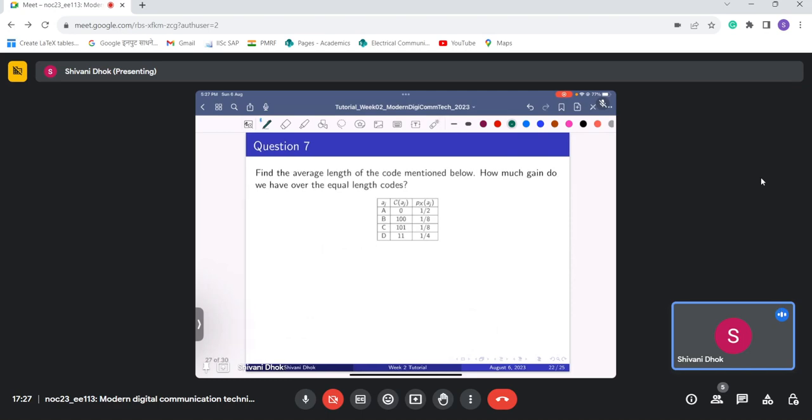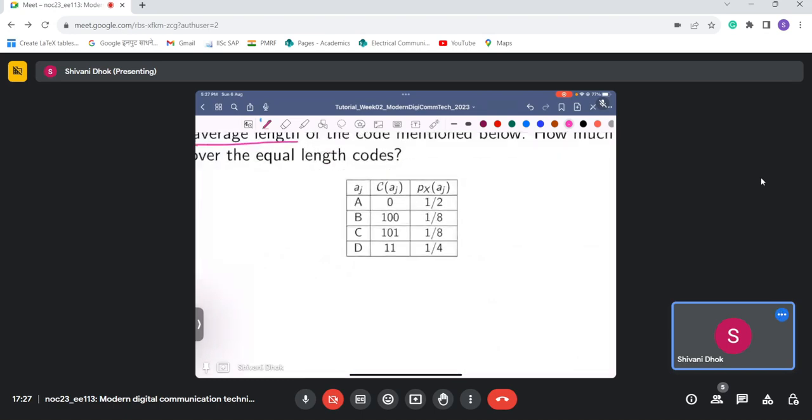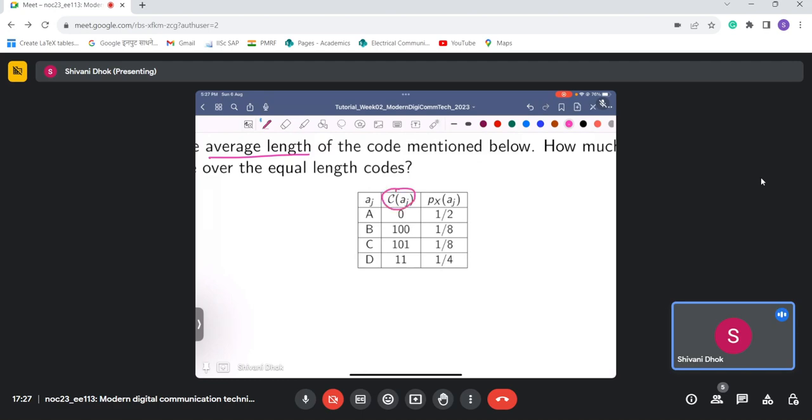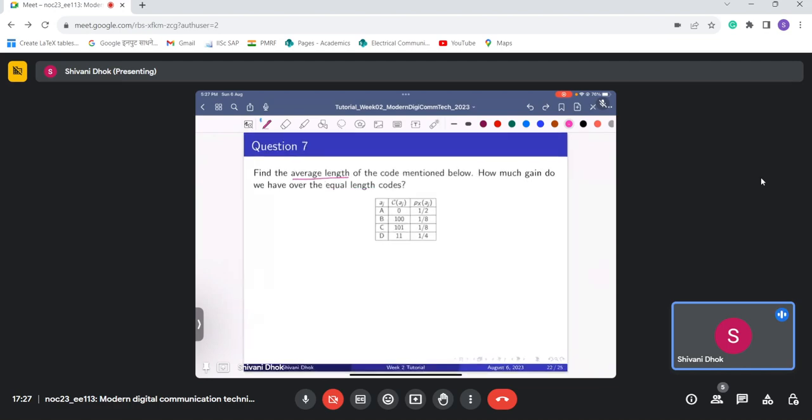So this question says that we need to find the average length of the code mentioned below. This is the code that is given to us, and we need to see how much gain we have over the equal length codes. How much gain in terms of how many fewer bits do we require to represent these symbols if we go for a variable length code over a fixed length code.